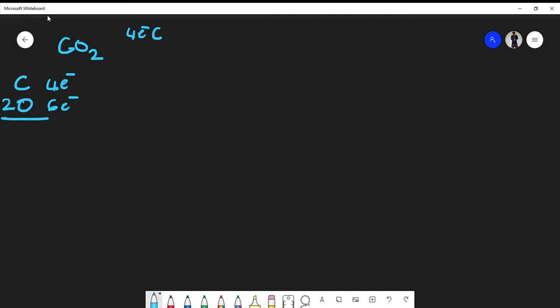Now, the total number of electrons that I have to place will simply be the addition of these. Remember, because I have 2 oxygens, this becomes 2 times 6, which is 12, plus 4. That will give me 16 total electrons that I have to place. So let's draw our structure.